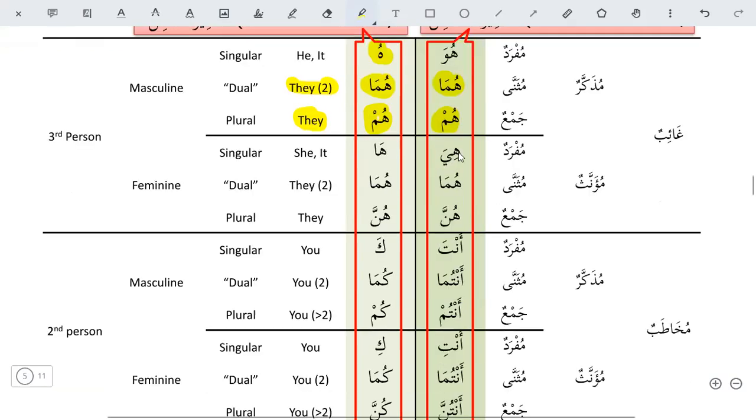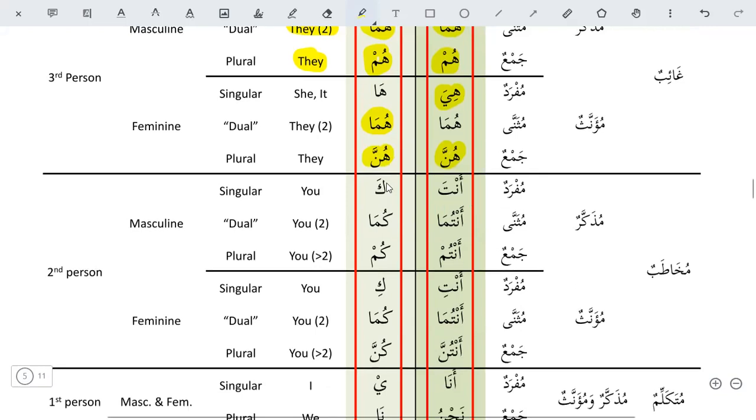Then hiya is a separate pronoun, meaning she or it. The attached pronoun of hiya is ha. Kitabuha, her book. Hu means his, ha means her. Huma means they two, their. And hunna is the plural for the feminine, third person, they all. Its attached pronoun is also hunna.